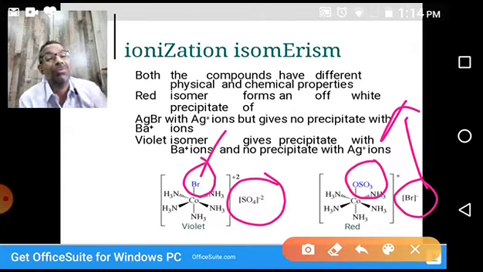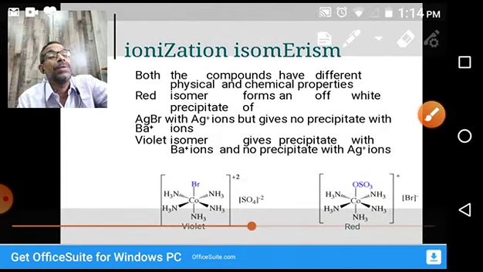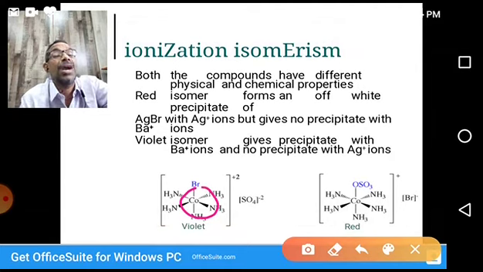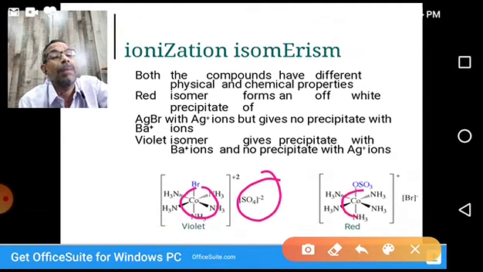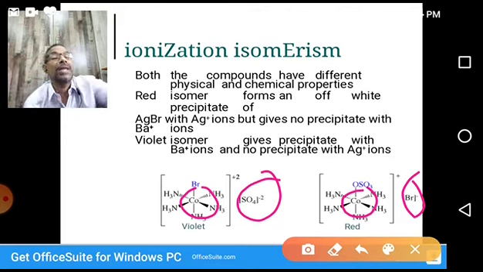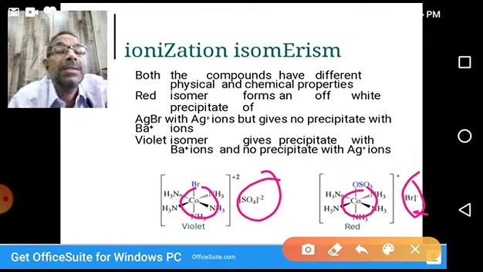Once again I will try to explain. In this complex, the primary valency of cobalt is satisfied by sulfate ions. In this complex, the cobalt ion's primary valency, which we know is 2, is satisfied by bromide ions. That's why there are 2 bromide ions, it should be 2. Okay, that's it. This is something about ionization isomerism.